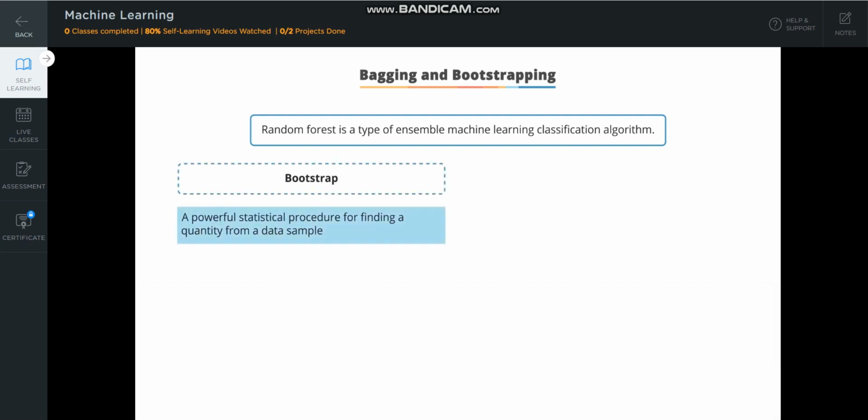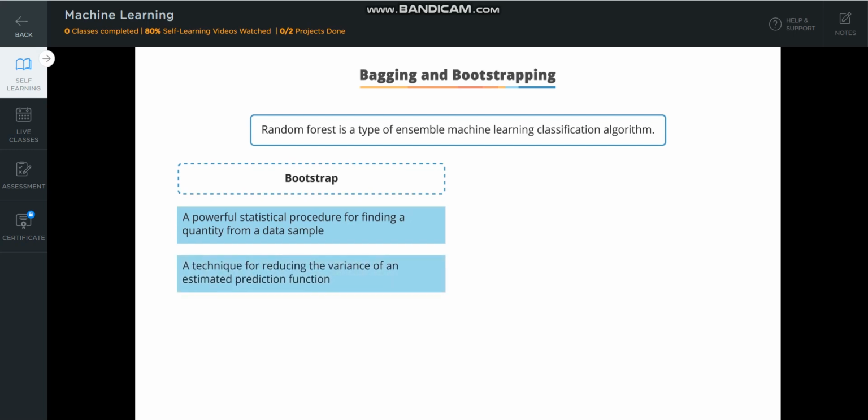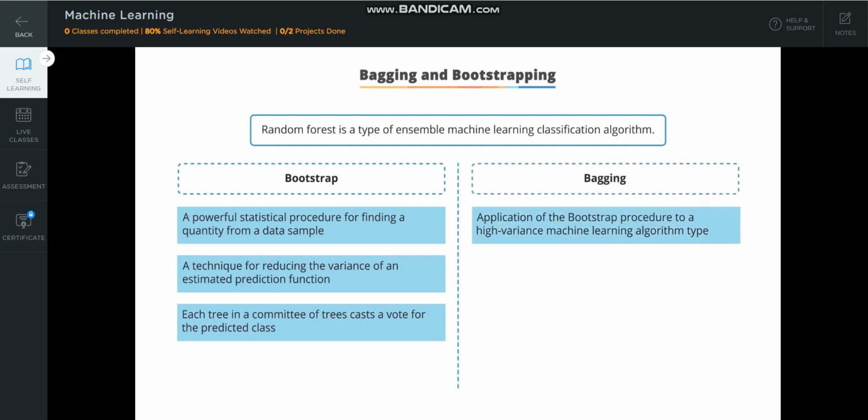The bootstrap is a powerful statistical procedure for finding a quantity from a data sample. This is the easiest to understand if the quantity is a descriptive statistic such as mean or standard deviation. It is a technique for reducing the variance of an estimated prediction function. For classification using Bootstrap, a committee of trees each cast a vote for the predicted class. Bagging is the application of the Bootstrap procedure to a high-variance machine learning algorithm type, usually decision tree.